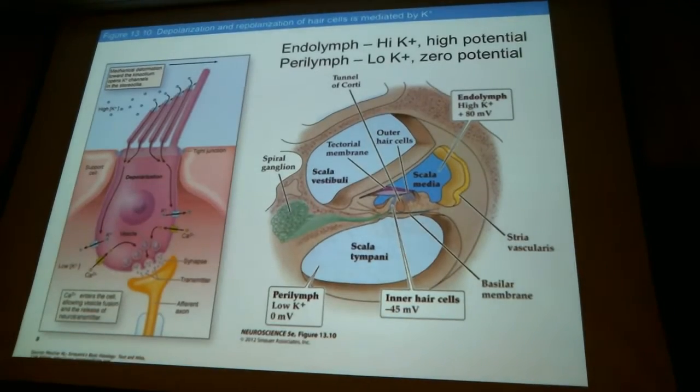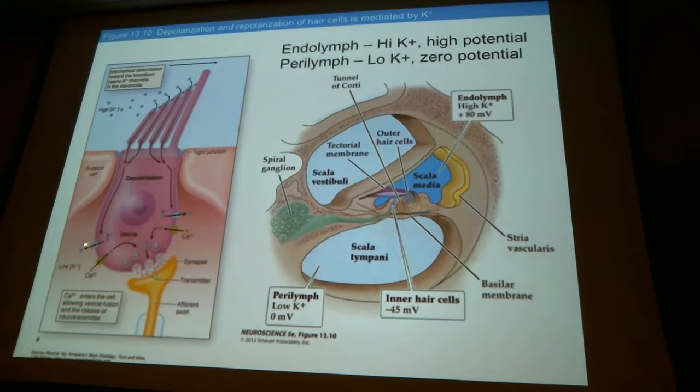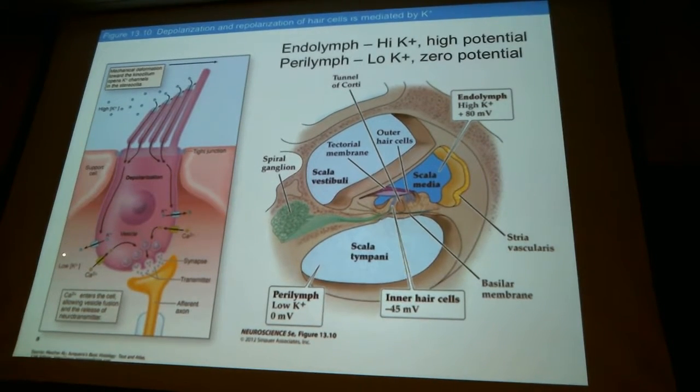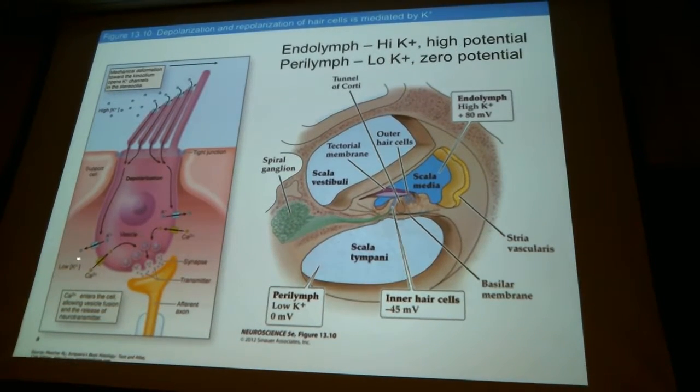So let's look at this a little closer. Here's another cartoon. We have our stereocilia, and here's the main body of the hair cell. Remember all those supporting cells that the hair cells are sitting in the middle of? It turns out there's a really tight junction between the top of the hair cell and the supporting cell. That separates this endolymph fluid from the extracellular medium bathing the bottom. So here's your scala media. This is the endolymph that has high potassium.